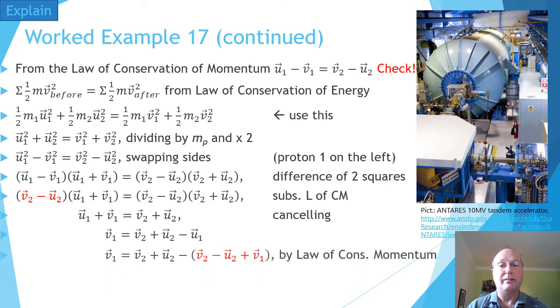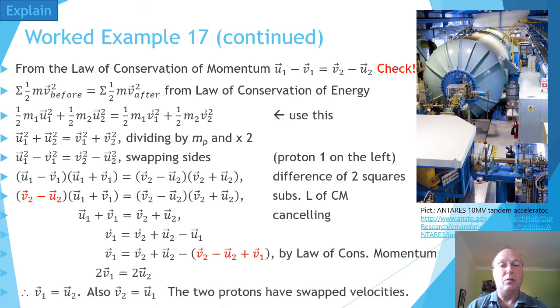Rearranging to find v1 and using the law of conservation of momentum, replacing u1 with v2 minus u2 plus v1, we end up with 2v1 equals 2u2, or simply put, v1 equals u2. And by similar reasoning, v2 equals u1. So the two protons have swapped velocities. Whatever was the velocity of the first proton, the second proton has that velocity. And whatever was initially the velocity of the second proton, the first proton has that velocity.